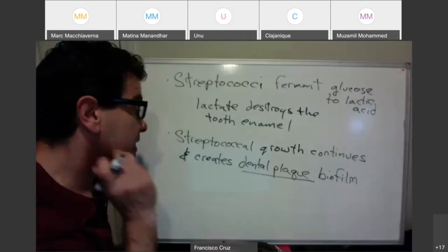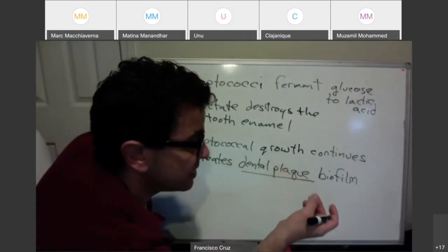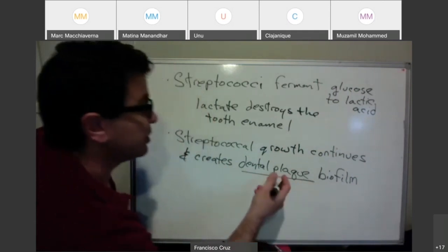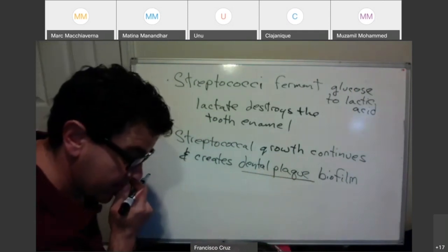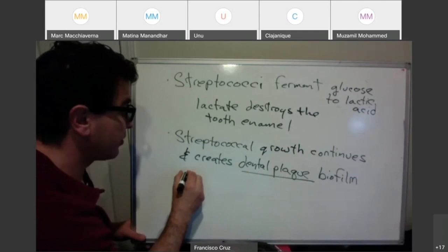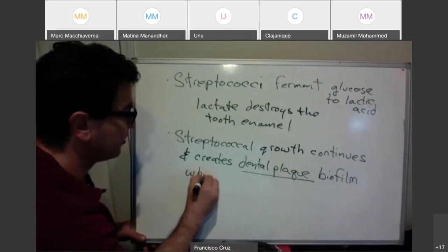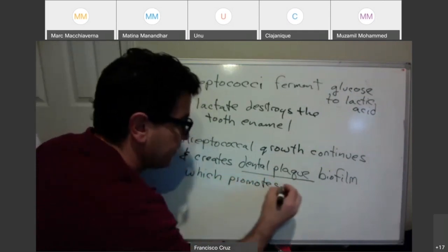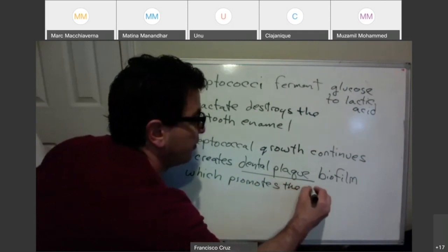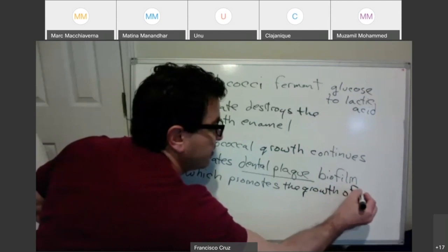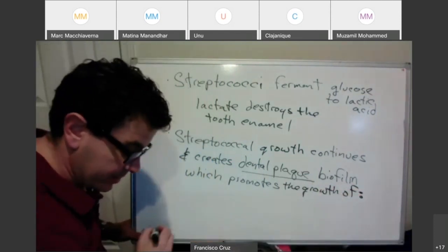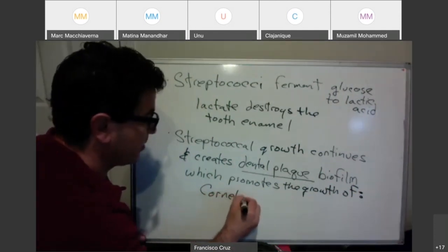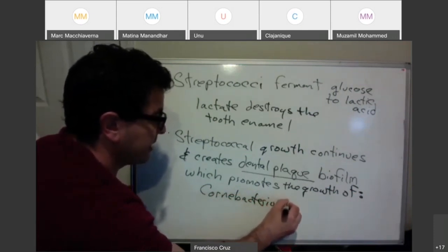And as we remember, biofilms contain a community. Communities are exploiting a niche. And so communities have many different species. And so once you allow for this dental plaque to come, you promote the growth of a lot of other bacteria to come in there. And this is where we get in trouble, which promotes the growth of, okay, who's coming to the party? We got a nice dental plaque coming. Well, we have Corynebacterium. It's probably one of the genera I know least about.